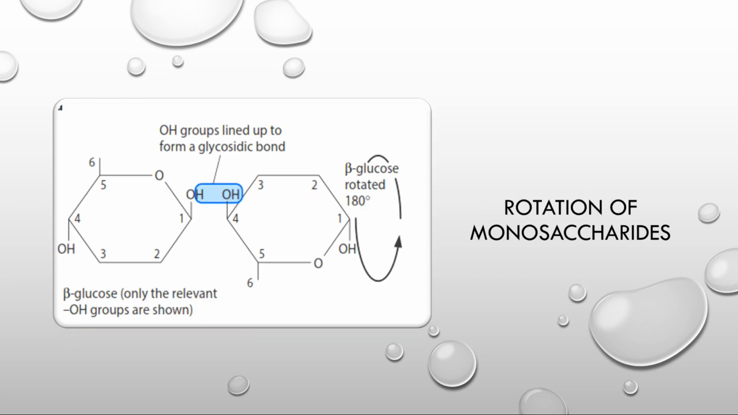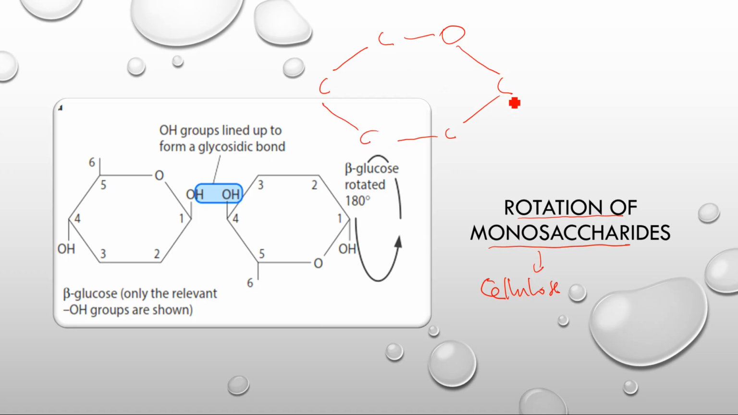So let's see what I was trying to tell you. When two beta glucose molecules come together, especially in cellulose, there must be rotation of the monosaccharide. You see them rotating. Look at the beta glucose molecule. Let's see why this is very important. This is a beta glucose molecule, right?